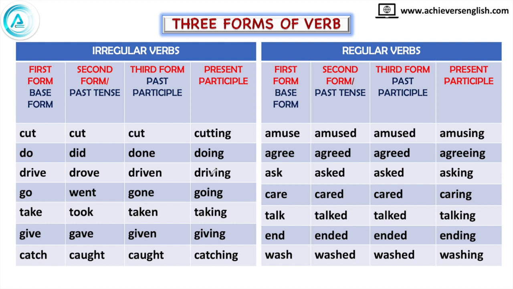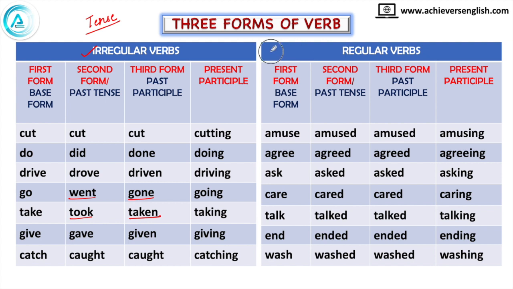These are the three forms of verbs, and friends, we have discussed these forms of verbs in all the tense video lectures. And I must say that without the knowledge of tenses, no grammar topic is easy to understand, because tense is the base of all the topics. Irregular verbs are those verbs where the second and third forms are irregular. Do, did, done, drive, drove, driven, go, went, gone. Went and gone are irregular because the formation is irregular.